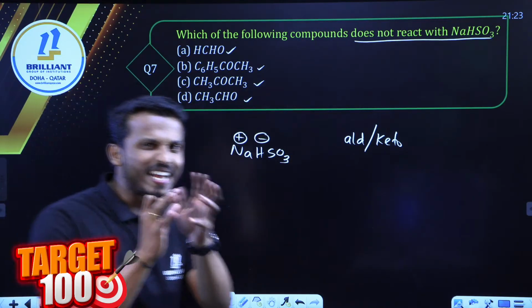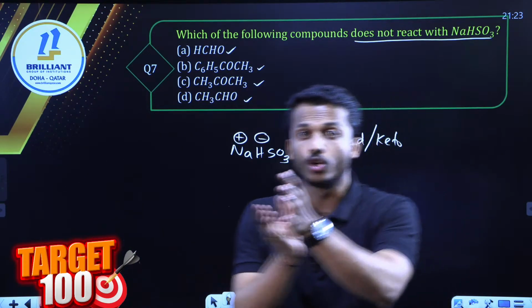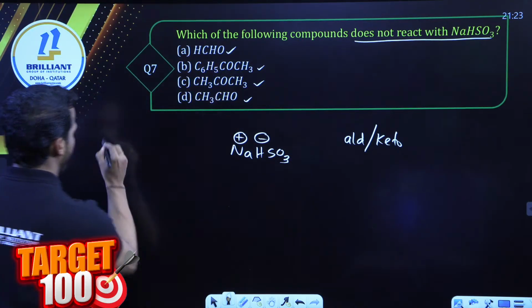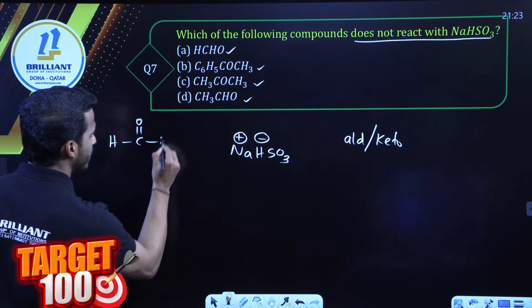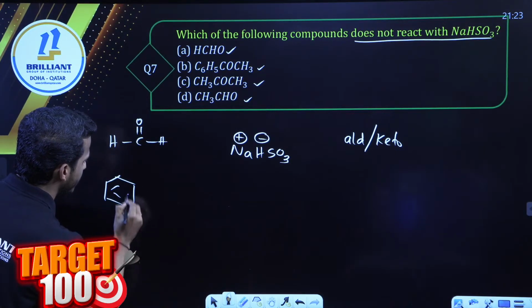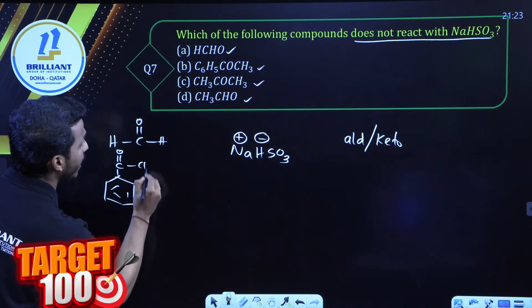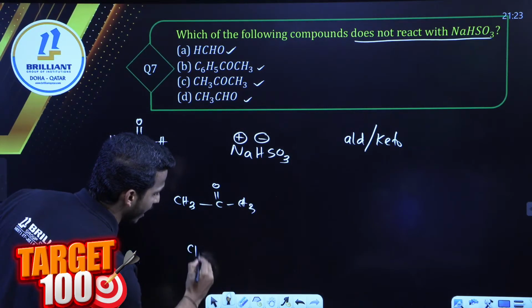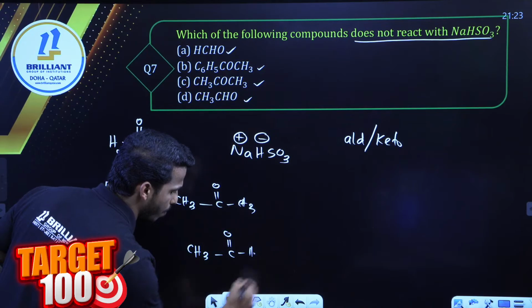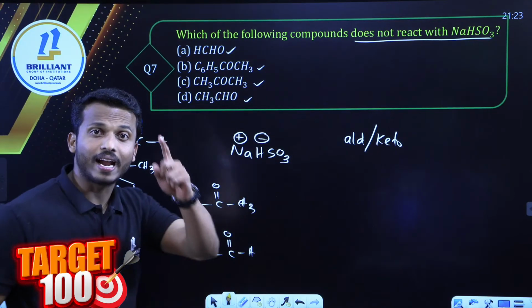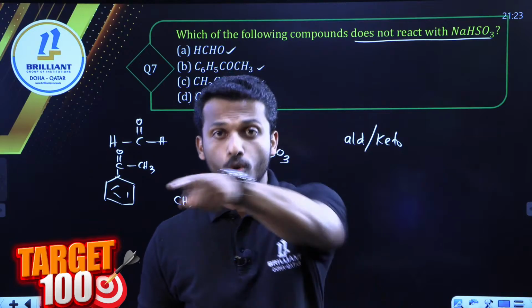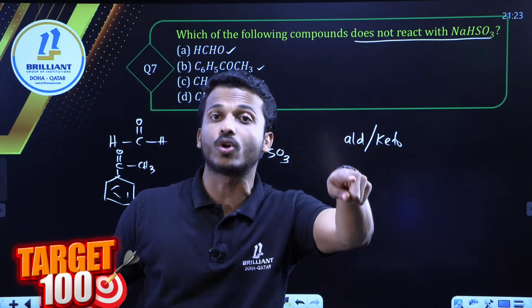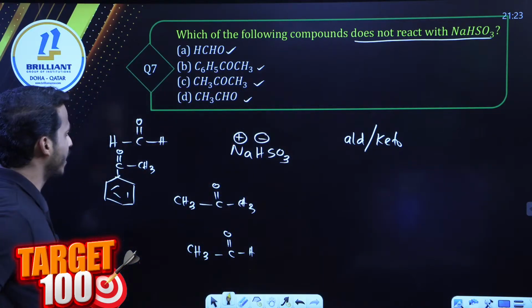You know very well the reactivity order of aldehydes and ketones towards nucleophilic addition reaction. So dear all, HCHO, C6H5COCH3, CH3COCH3 and CH3CHO. These are the compounds, dear all. Aldehydes are more reactive than ketones towards nucleophilic addition. Why? There is a reason, right?